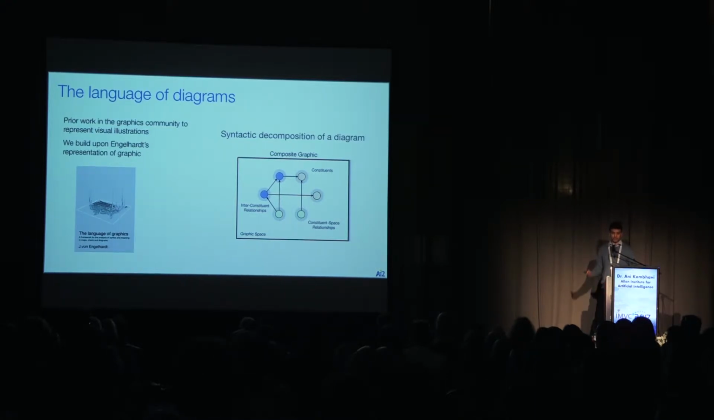understand the type of graphic space. You want to be able to understand what the constituents are, which are the nodes in this graph. You want to understand relationships, which are of two kinds. One are relationships between nodes, which I call inter-constituent relationships, and the other are relationships between the nodes and the background.